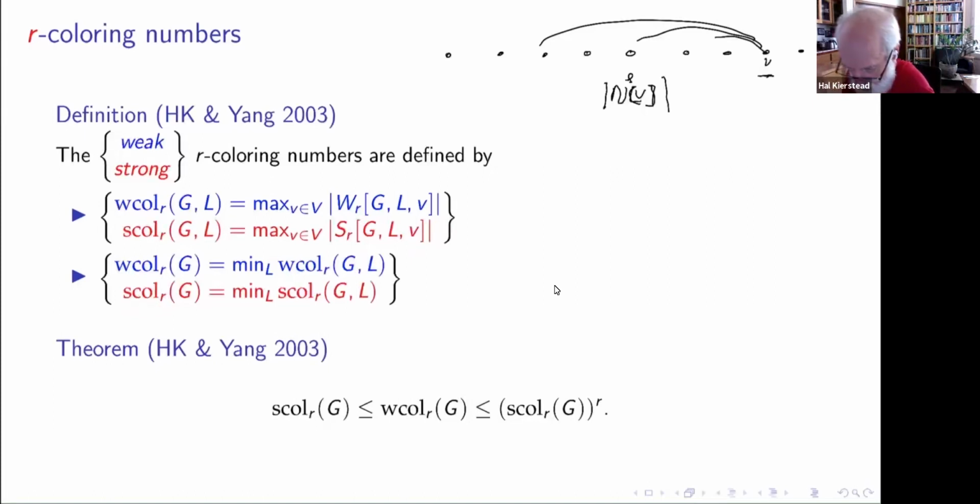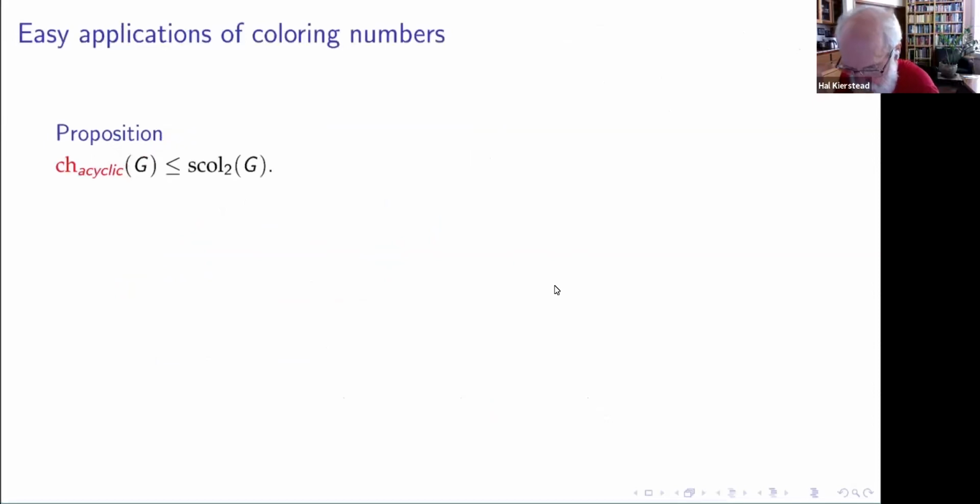So I'm going to try to tell you why Cheng Yang and I defined this in 2003. At the time we had some reason for doing it, but not a very strong reason. But we could prove this theorem, that they were connected: the strong coloring number is easily bounded in terms of the weak coloring number, and the weak coloring number is bounded in terms of the strong coloring number. Okay, but let's look at some applications to see that, at least in the case of the strong 2 coloring number, the concept is interesting.